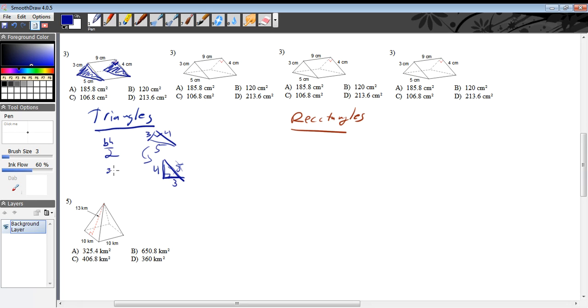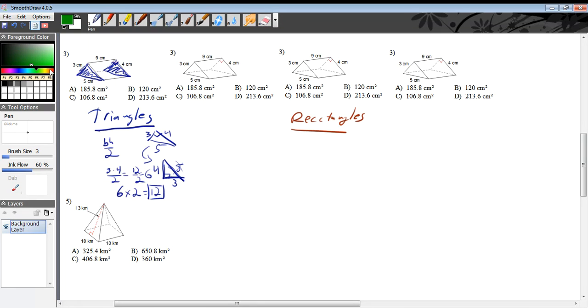So it's going to be 3 times 4 divided by 2, which is equal to 12 divided by 2, which is equal to 6. That's the area of one triangle, but now I just need to multiply it by 2 because there are 2 triangles. So the area of both triangles is 12.